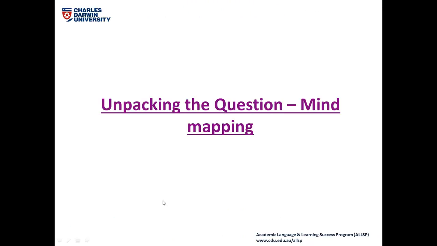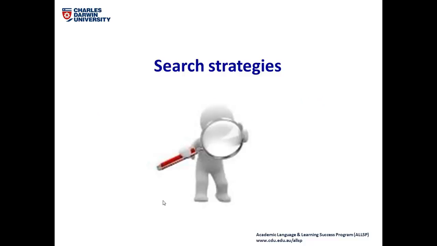Moving back now, once you've been able to mind map, you can then use that to search for literature, or you can use it complementary. You might need to start doing that as you go, but you need some strategies to be able to search successfully and effectively.